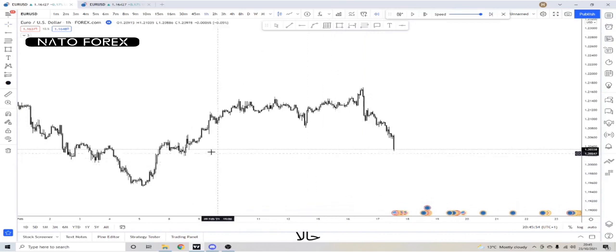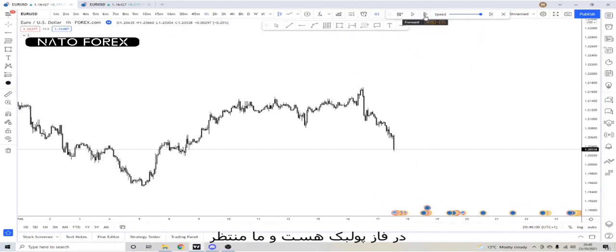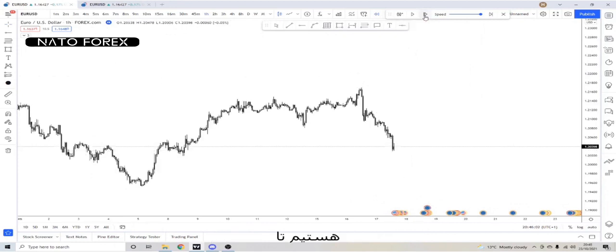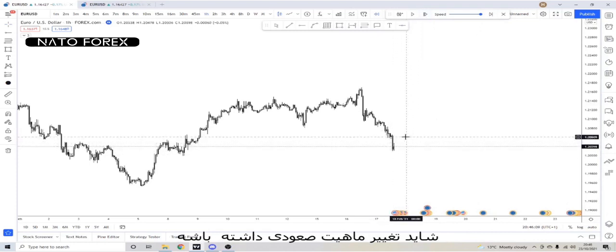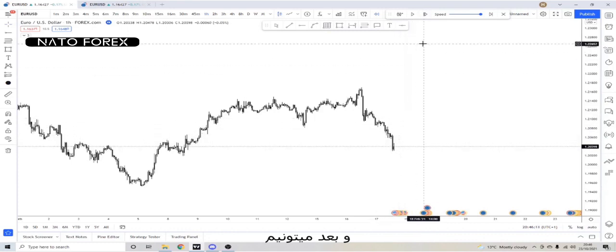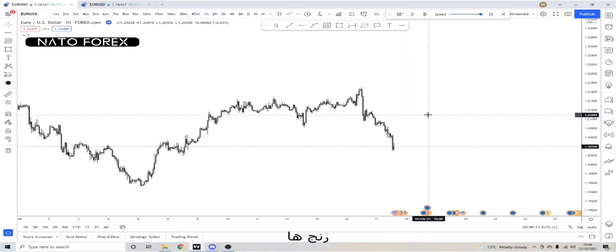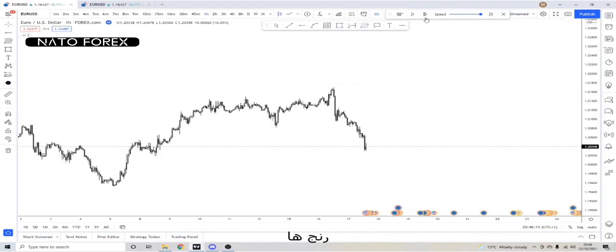Now, price after taking out the high over there is in a pullback phase, and we are waiting for price to show us some bullish intent, maybe get a change of character back bullish, and then we can look to start capitalizing on the ranges to essentially take out the next high.